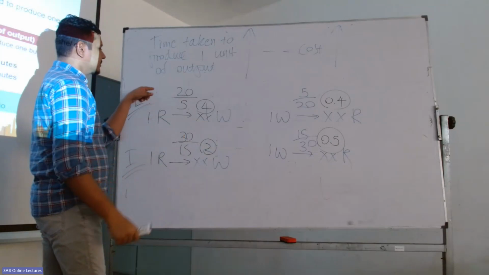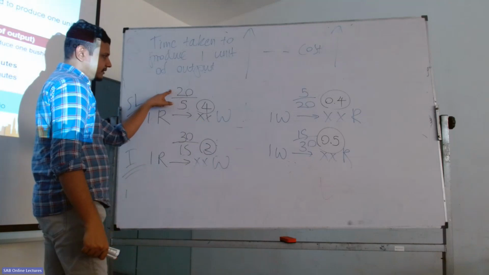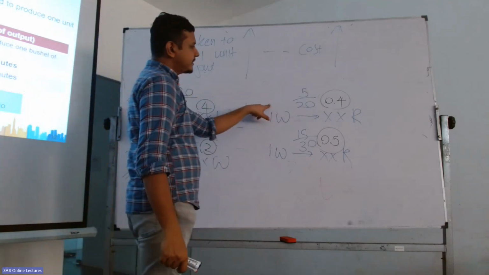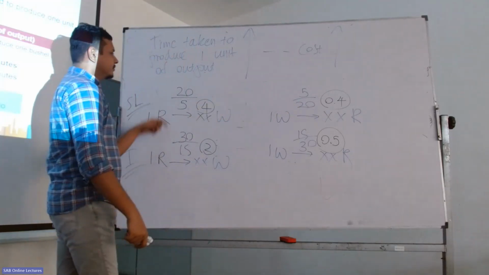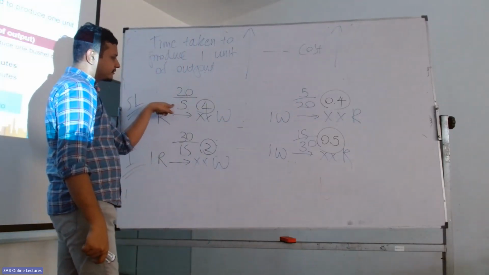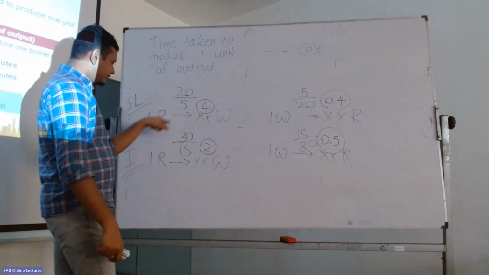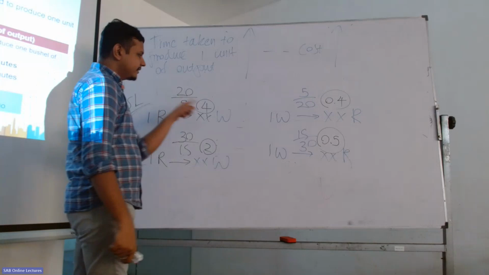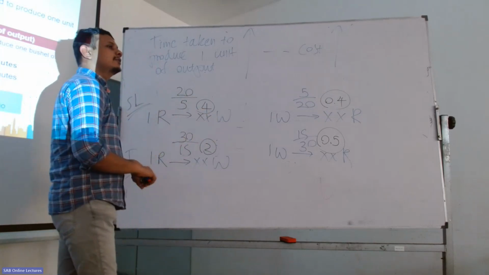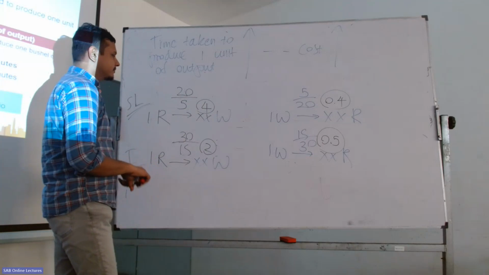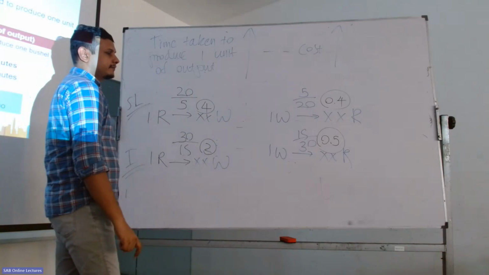To produce 1 unit of radio, it takes 20 minutes. So that is the cost. To produce 1 wheat, it costs 5 minutes. So divide the cost of producing radio by the cost of producing wheat, then that will be the cost of producing 1 radio in terms of wheat. That is the opportunity cost. The cost of producing something in terms of another thing is the opportunity cost.